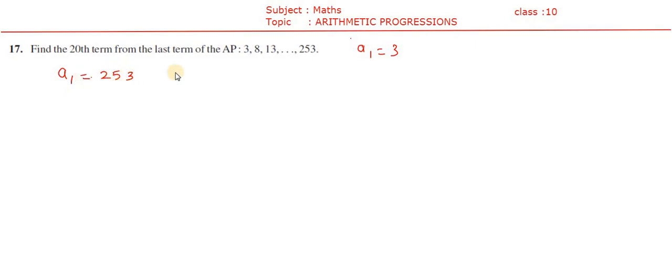Are you getting it? And which term do we need to find? a20. So the 20th term we need to find. So here n is equal to 20. So the n value is equal to 20.